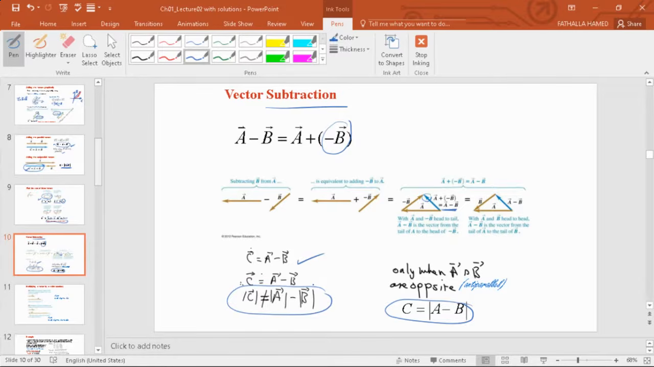Is this clear? Any questions so far on these rules? So we dealt with addition of vectors. We represent a vector by an arrow. The length of the arrow is representative of the magnitude. The head of the arrow is representative of the direction.